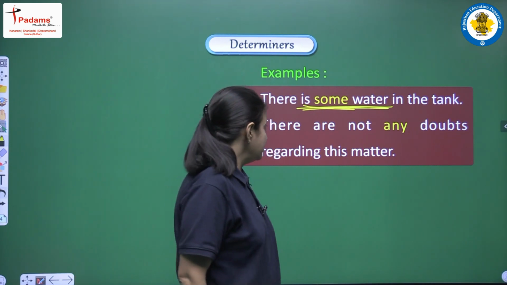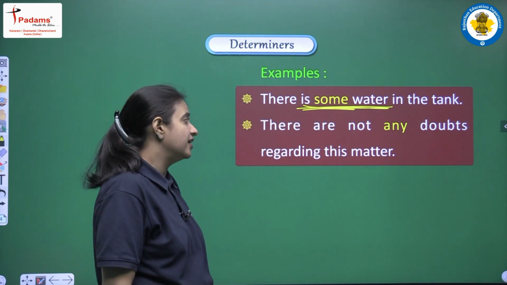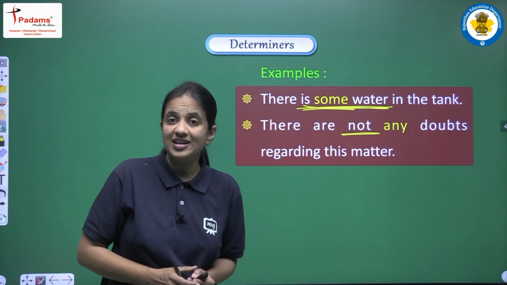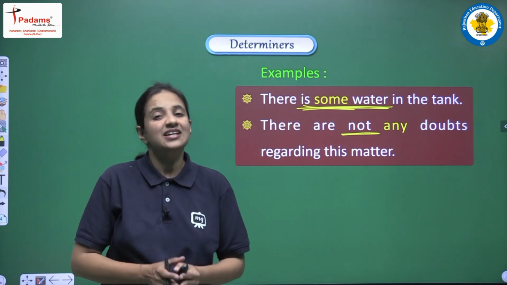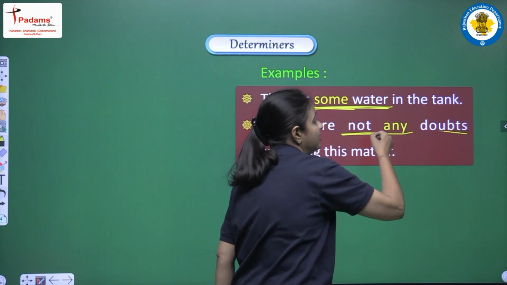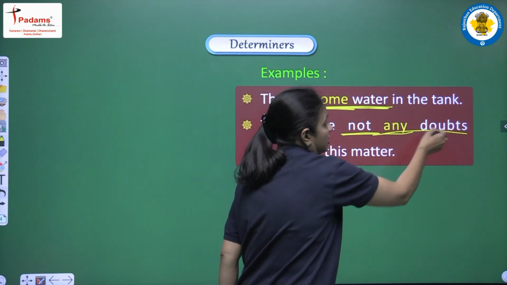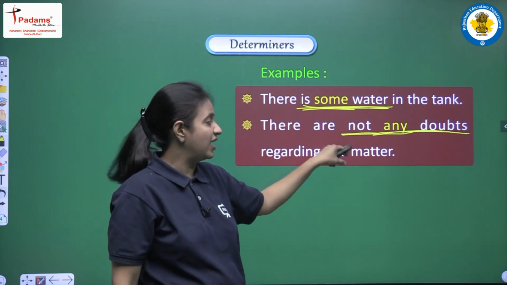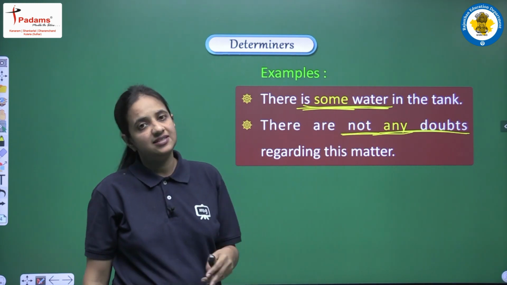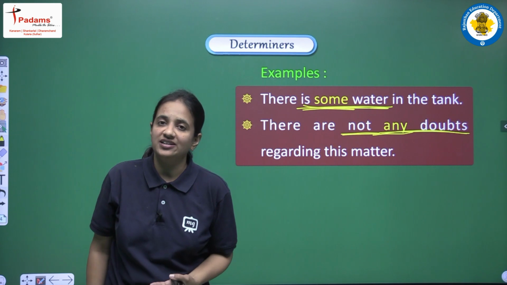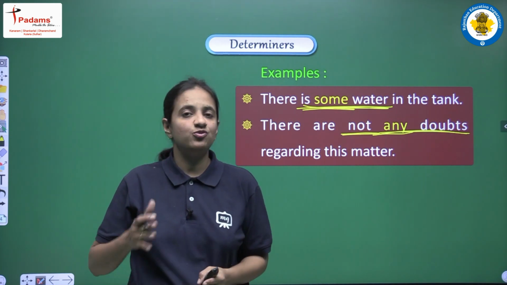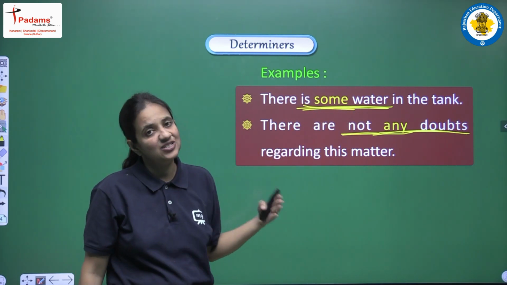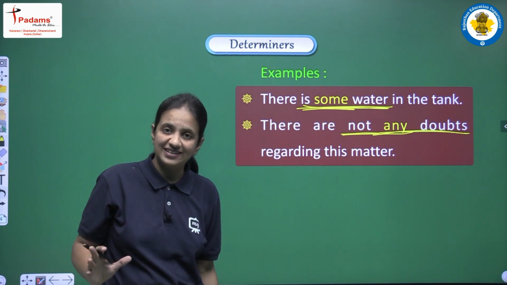Clear? Second: there are not any doubts regarding this matter. In this sentence we have not, which means it is a negative sentence. When we have a negative sentence, we have to use any, and again we have a determiner before one noun, that is doubts. So we are using any here in this sentence. Why? Because we have not in the sentence. This is an example of a negative sentence, right? So this is the first difference between some and any. Some is used in positive, affirmative sentences, and any is used in negative and interrogative sentences.